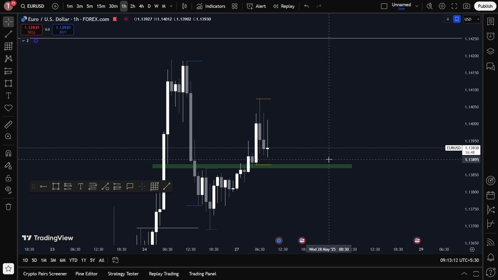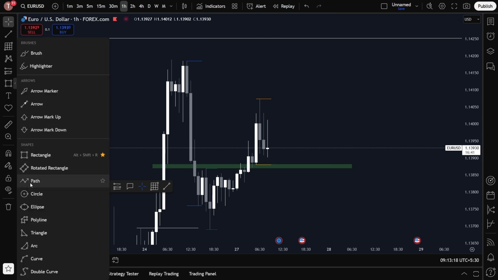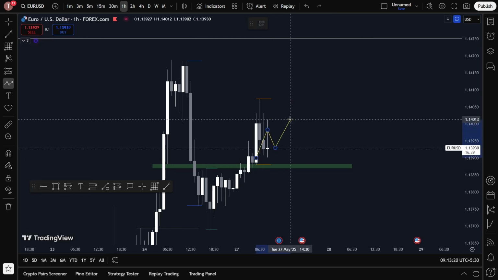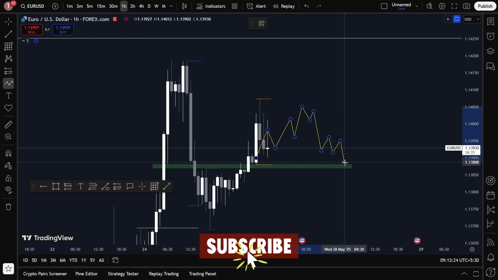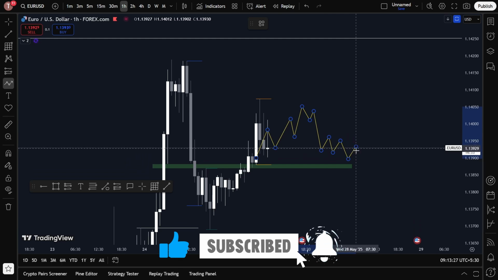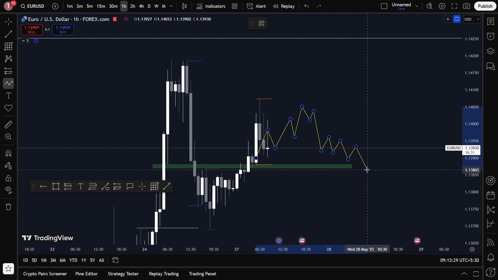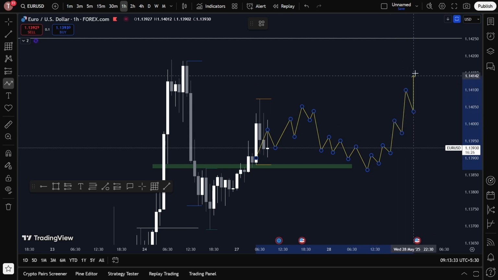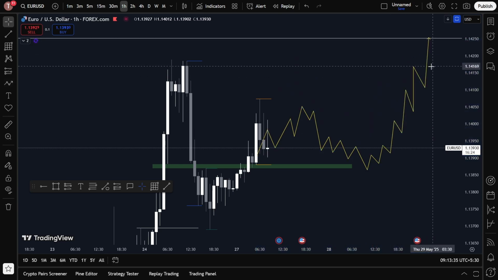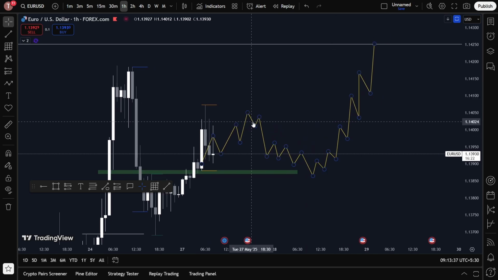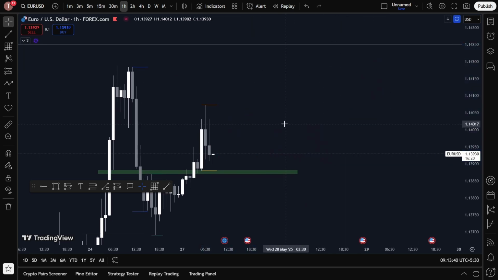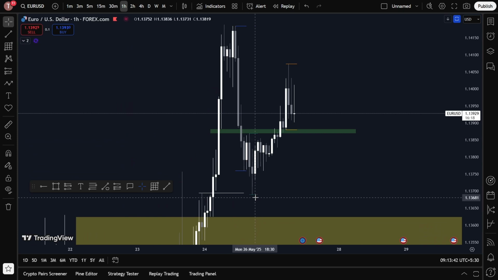So I'm anticipating that most likely we are going to see session manipulation today, and what I'm anticipating is that in the London session, most likely the price can be taking the low of Asia as a liquidity, and then we are going to continue our journey towards the higher side till this level. So this is my today's bias.